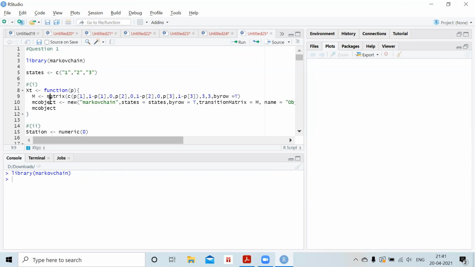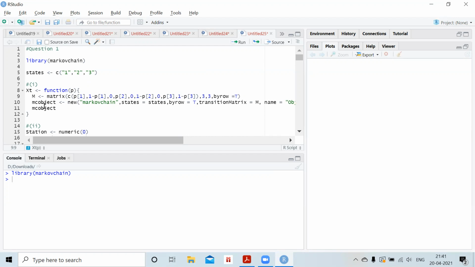So I have taken a function of P where M is a matrix of c(P1, 1 minus P1, 0). The second position of P will hold Q, so the second row is P2, 0, 1 minus P2. And then the third row is 0, P3, 1 minus P3. It's a 3 by 3 matrix and I have given byrow equals TRUE. I've defined the states as 1, 2, 3 at the top.